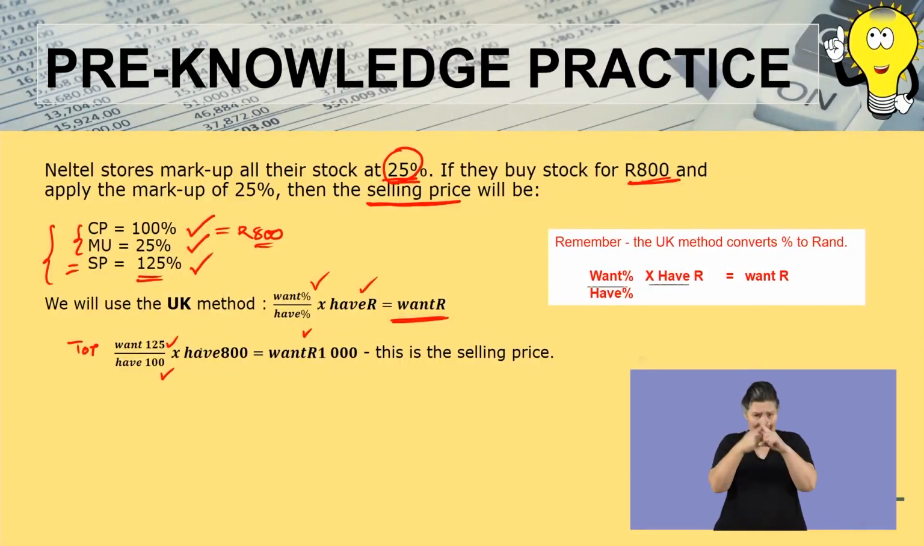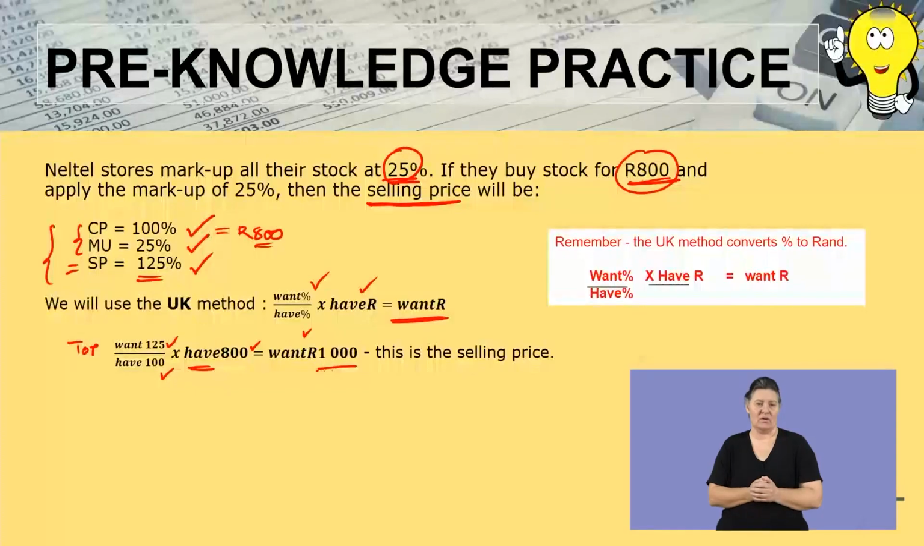Then I multiply that with the have, but in rand value. How much is my have in rand value? You remember it, there it is, 800. So I multiply that by 800. It will give me what I want in rand value, which is 1,000. That becomes the selling price. Yes, you're saying, Mr. Simbi, this is simple. Yes, indeed, it is simple. This is what you did in grade 9. But now we've added something to it. The UK method is what we have just added.